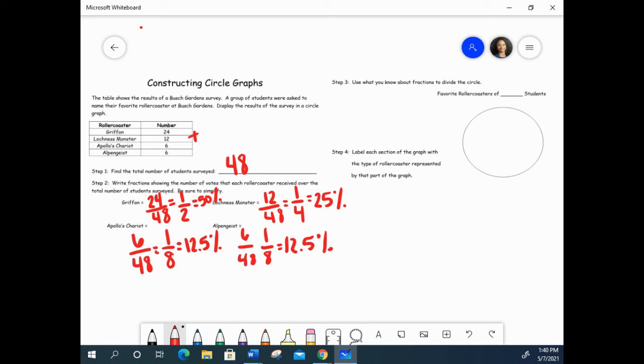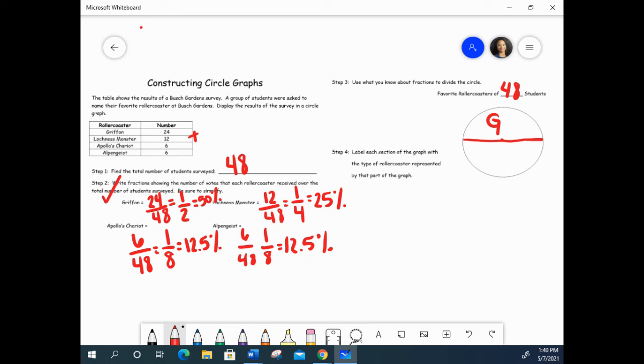So now that we have these percentages and fractions, we can go ahead and create our circle graph. Again, the roller coaster survey was done out of 48 students, and now I can conduct the circle graph. I noticed that half of the students chose Griffon. So I'm going to just take my circle graph and split it in half, and I'm just going to write G for Griffon. So we took care of Griffon.